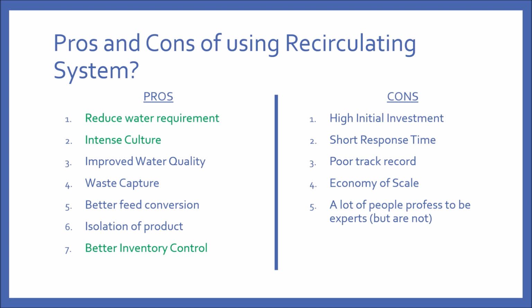However, there are also cons of using these systems for mud crab aquaculture. Number one is that it requires a high initial investment. It took us about $20,000 to get everything set up, and that includes all transportation costs of equipment up to our doorstep, as well as the required civil works.